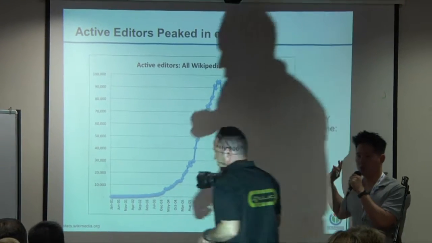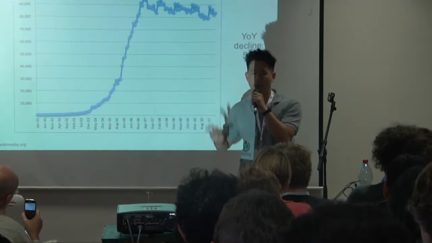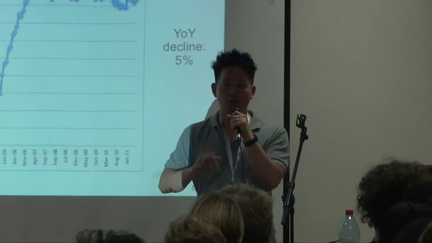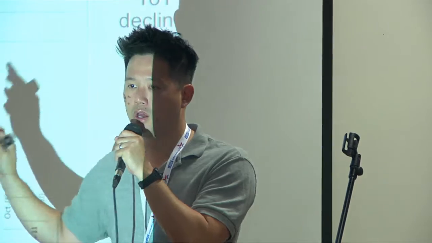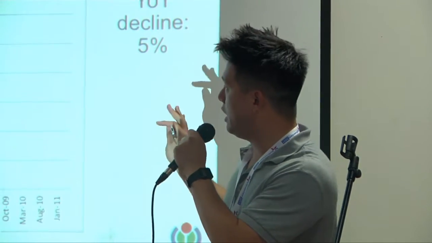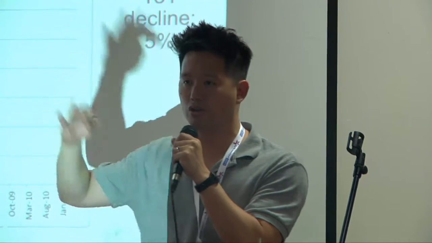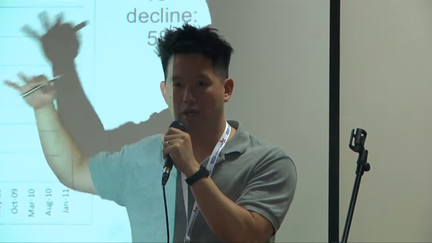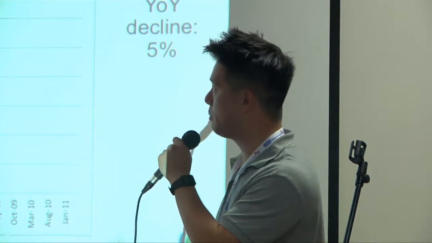Now this is the picture overall, but what we find is substantially the same pattern when you look at all the mature Wikipedia projects. So if you take a look at the German Wikipedia, the Spanish Wikipedia, the Japanese Wikipedia, they essentially follow the same trend of a very huge ramp up followed by a peak and then a slight decline. The exact time of the peak will vary, but it essentially follows a similar pattern.